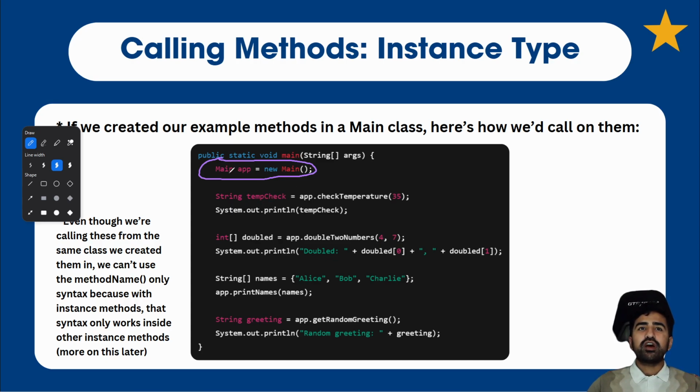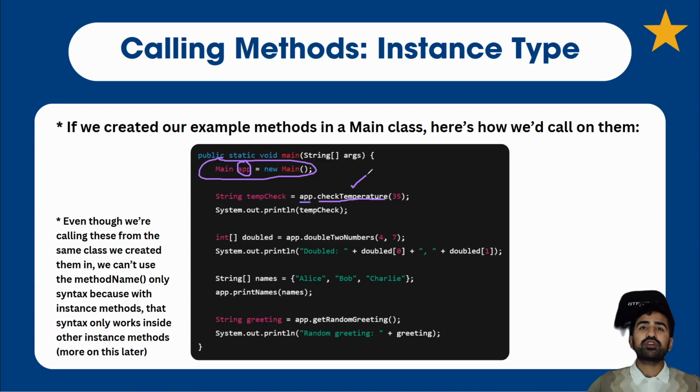All right, so notice we create the object called app. You could have called it main. You could have called it whatever you want. Doesn't matter. For variable names, of course, it has to be lowercase. That's why we don't uppercase app there. So if I wanted to use the check temperature method, I have to do app, which is the object name, dot check temperature. And this works because check temperature was created inside the main class, and app is a main class object. They're compatible with each other.